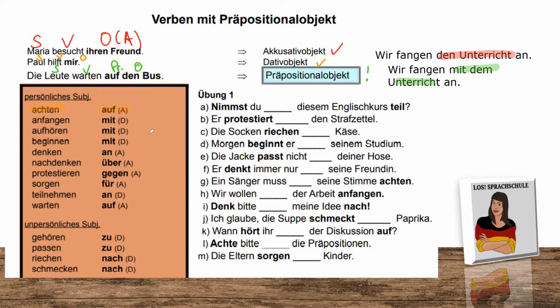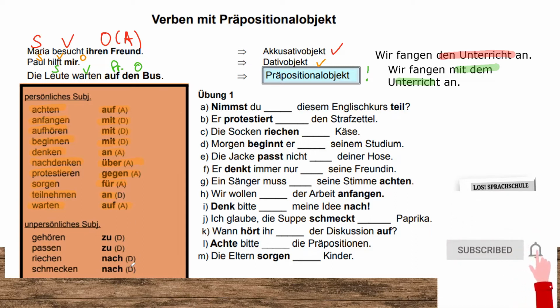Achten auf, to pay attention to. Anfangen mit, to start with something. Aufhören mit, to stop with something. Beginnen mit, again, to start with something. Denken an, to think about somebody. Nachdenken über, to think about something or somebody. Protestieren gegen, to protest against something. Sorgen für, to take care of something or somebody. Teilnehmen an, to participate in a certain activity or something like this. Warten auf, to wait for something or somebody.